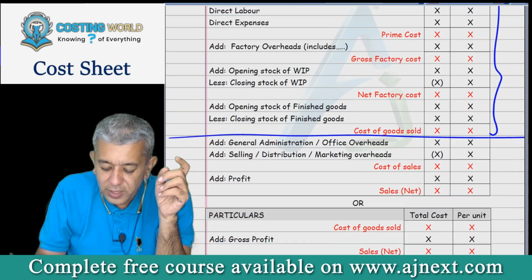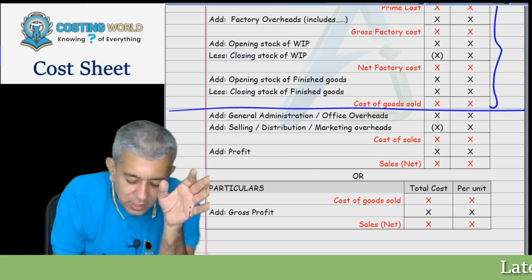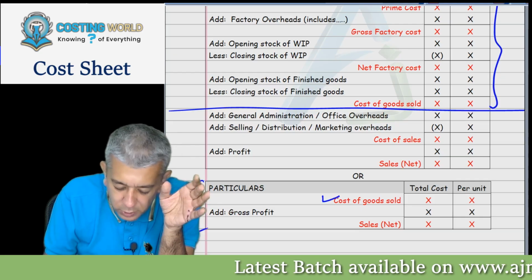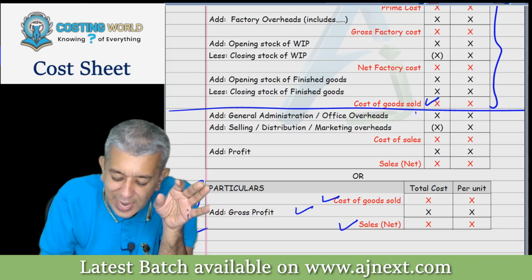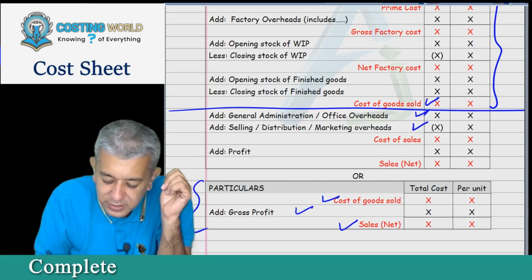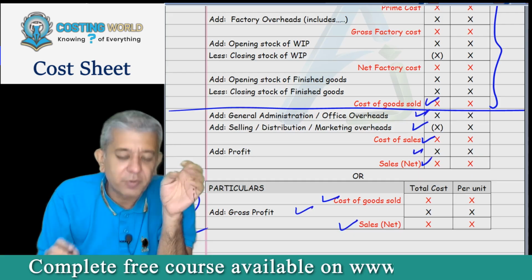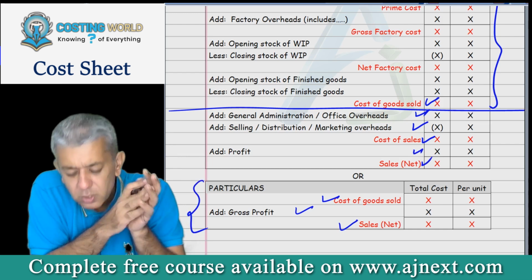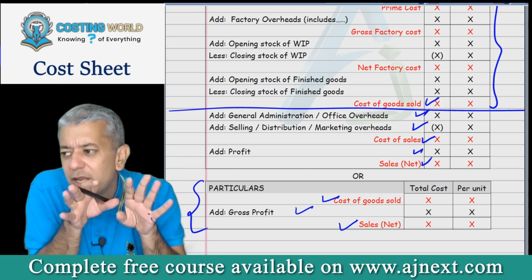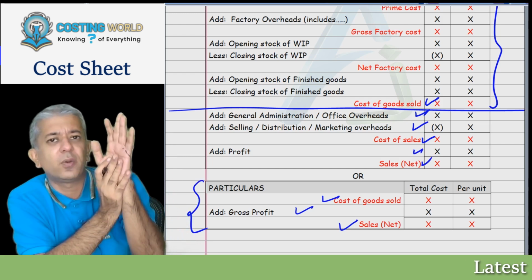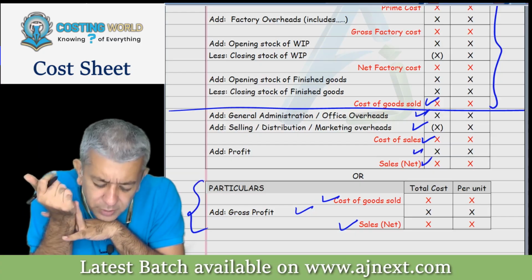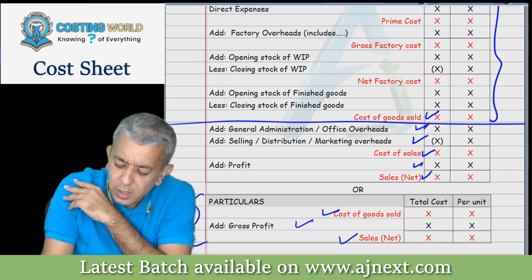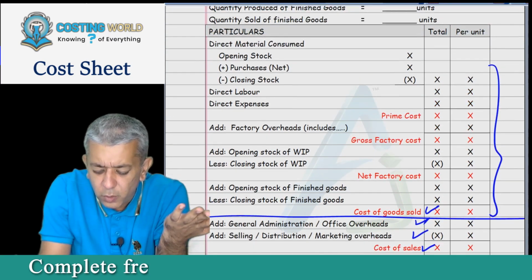After COGS, I have given two options. One is this option: COGS add gross profit will give you sales, or COGS add admin and add S&D. Cost of sales add profit gets sales as such. So this will help you understand how costing is different from financial accounts. This was the only thing that I wanted you all to know.